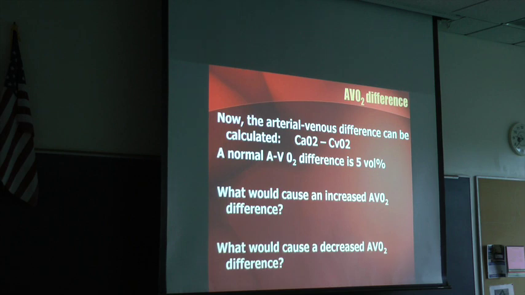Poor blood flow, and then in parentheses, write perfusion. Poor perfusion to the tissues of the body. And this would be more causes than increase? Mm-hmm. Poor blood flow or perfusion to the tissues of the body.